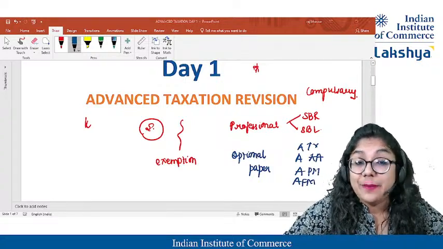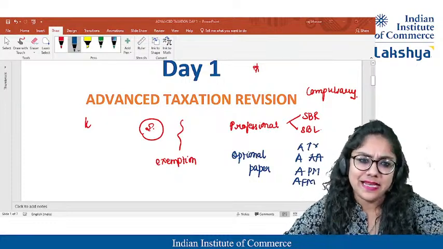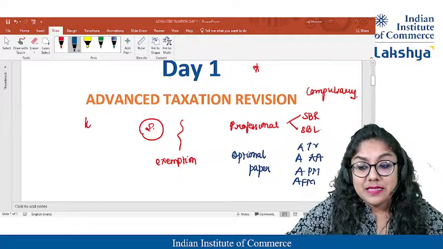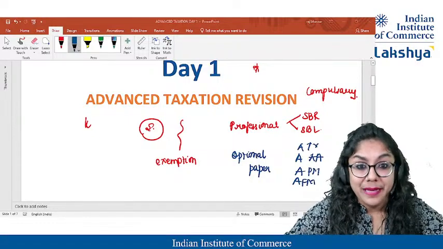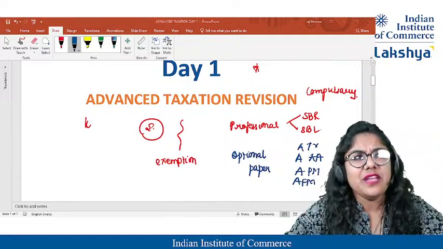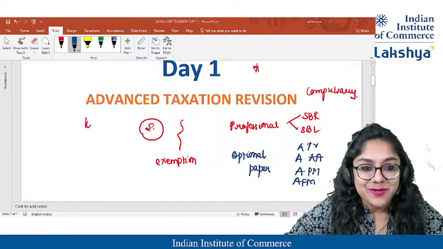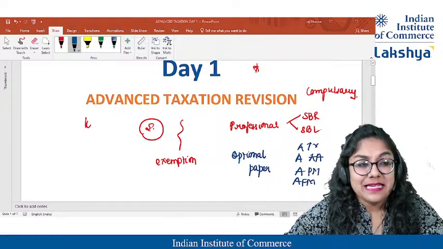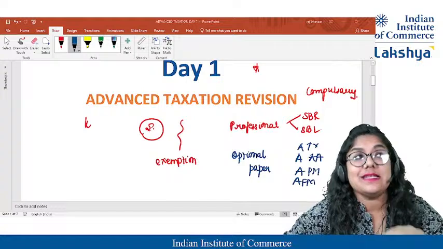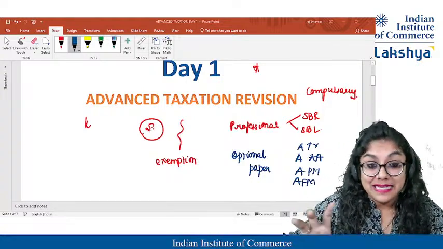But those who have taken up exemption, I'm pretty sure you would have taken up tax as an exempt paper. So maybe some of the students have a query: Ma'am, at the skill level we haven't touched tax, so don't you think this ATX will be very difficult for us? I will say, students, when we understand ATX, obviously it's a higher version of tax, but it never means that we don't study it from scratch.